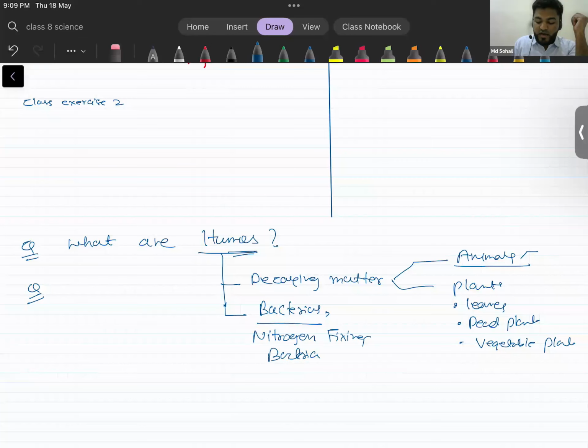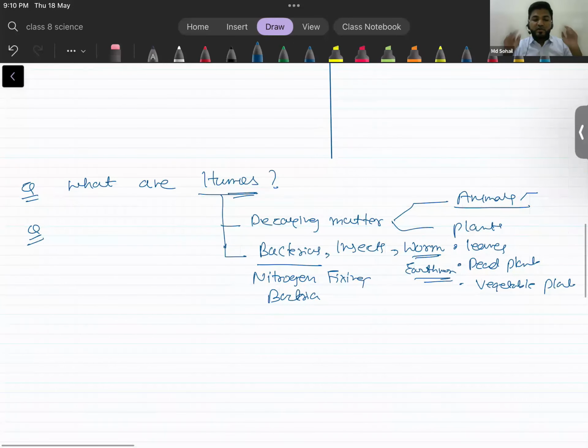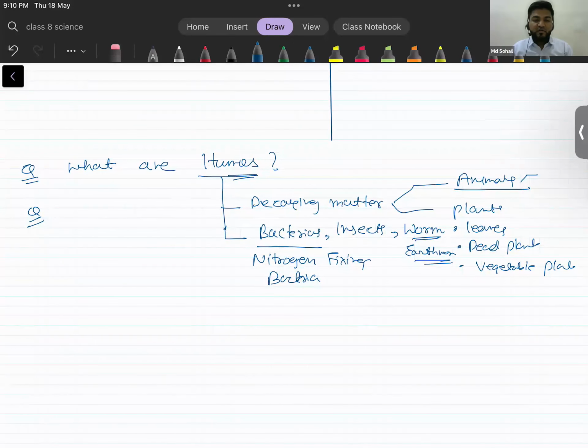So bacteria are also part of humus. Apart from this, we have got several insects and worms. Which worm am I talking about here? Is it the tapeworm or the roundworm or the earthworm? The earthworm, exactly. So these things constitute part of the humus. If someone asks you what humus is made up of, you will simply tell that it is made up of the dead and decaying organisms and some living organisms.